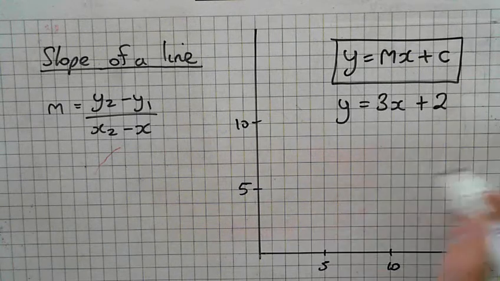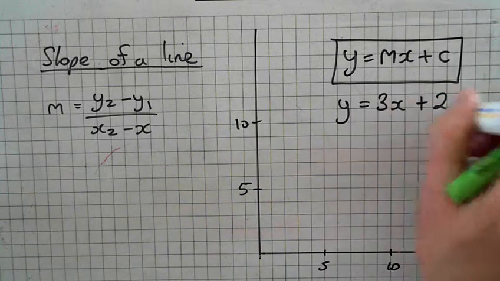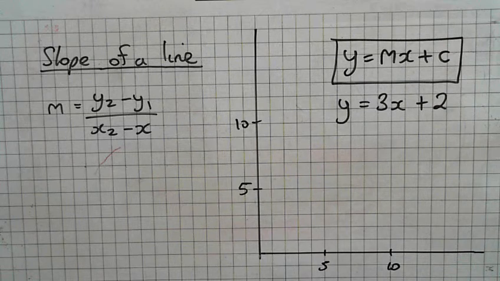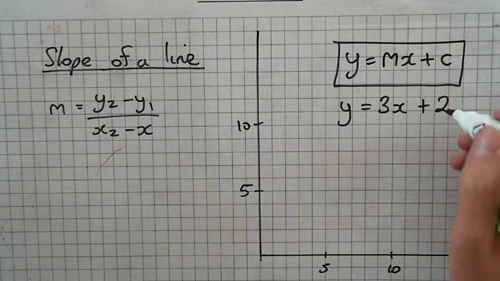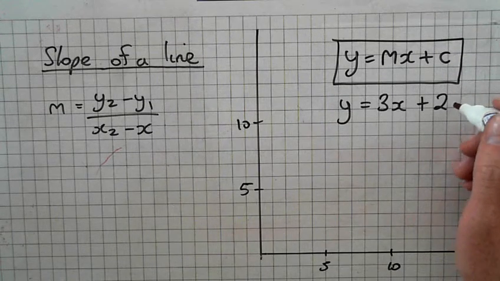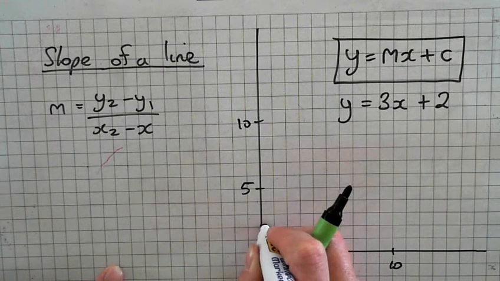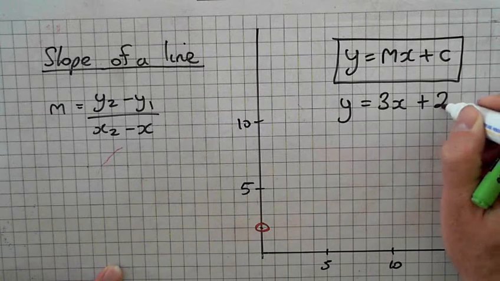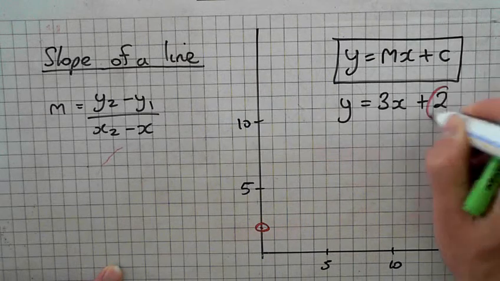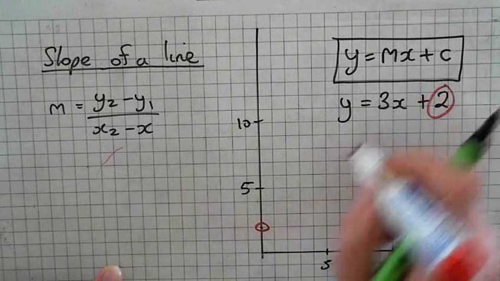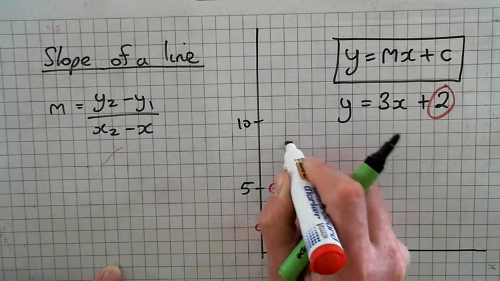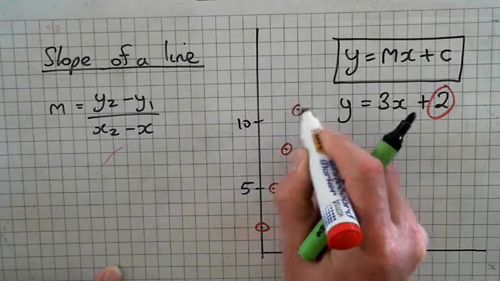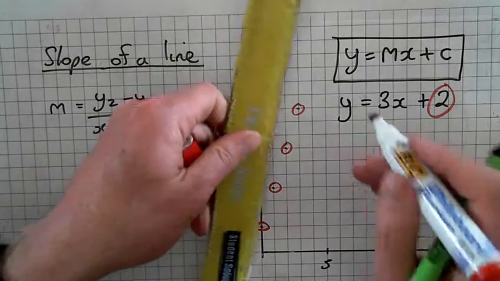Right, so first of all, we're going to draw this. You already know that the slope of this line is 3. You know that this line crosses the y-axis at 2. Alright, so I'm just going to draw this one first. So this 2, that's where it crosses the y-axis. And now the slope is 3. Over 1, up 3. Over 1, up 3. Right.